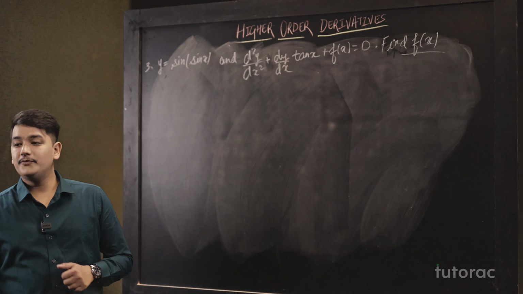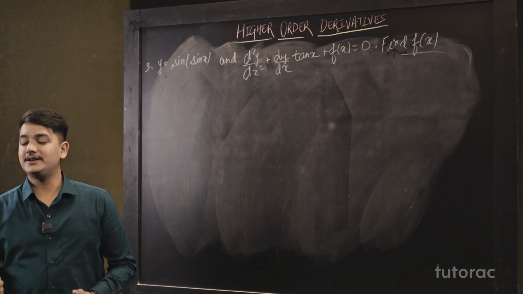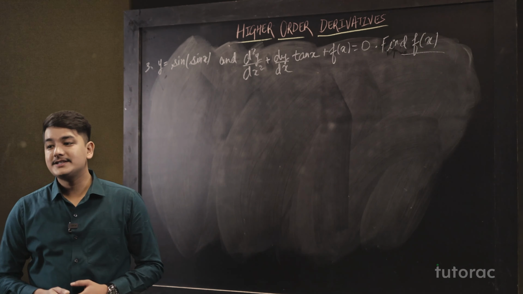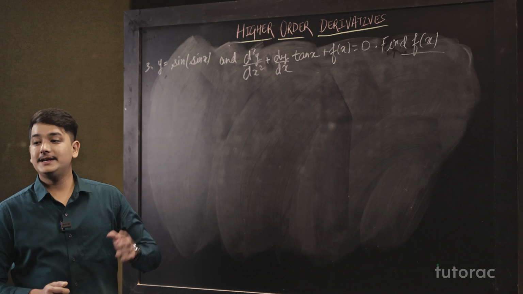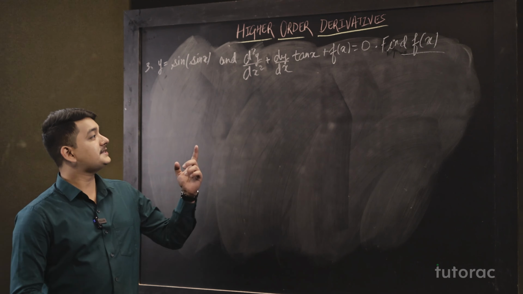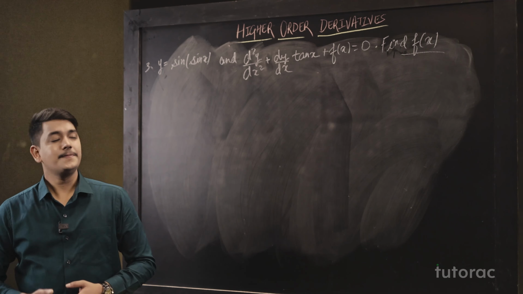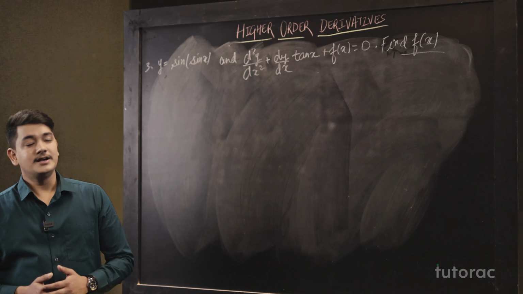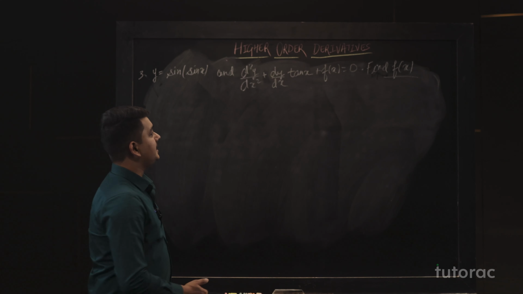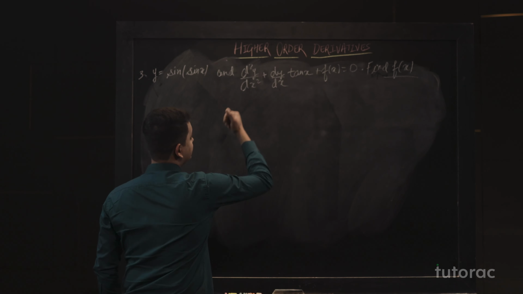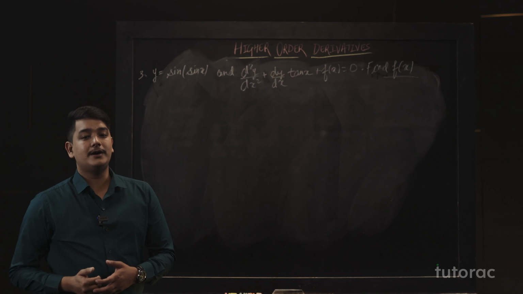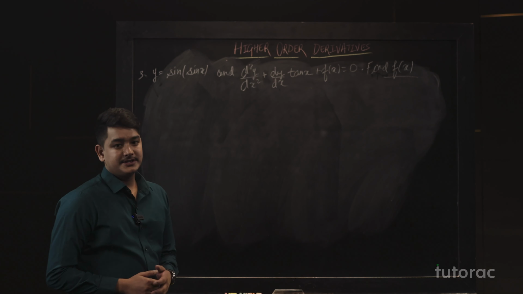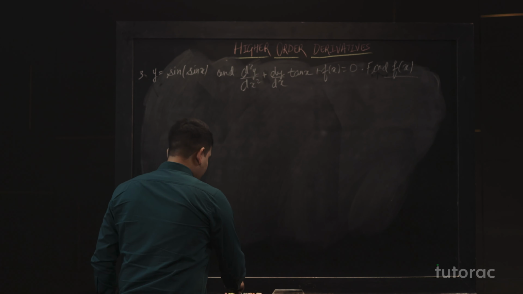So in this problem we are given y = sin(sin x), and it is given that d²y/dx² + dy/dx · tan x + f(x) = 0, and we have to find the value for f(x). So according to the equation, if I find these values, that is dy/dx and d²y/dx², then I can easily find the value for f(x). So let's try to do it.